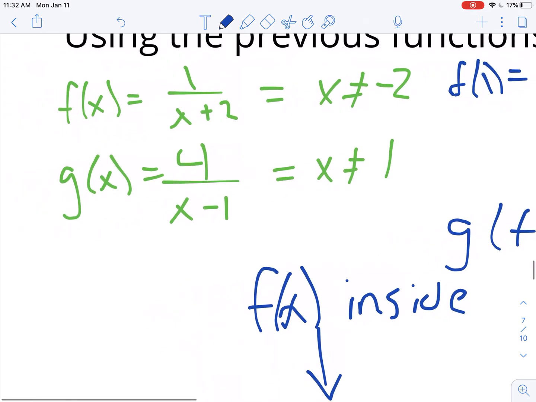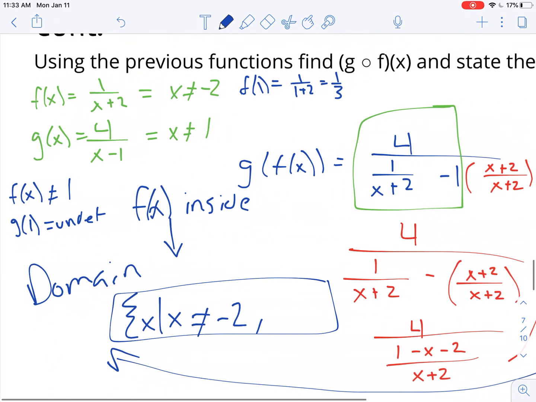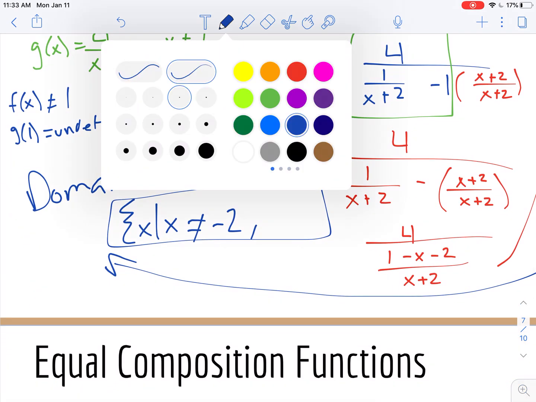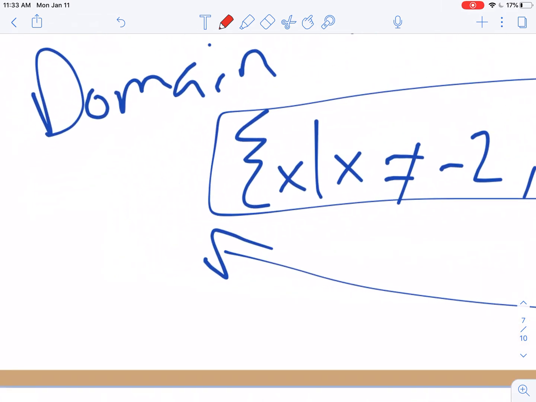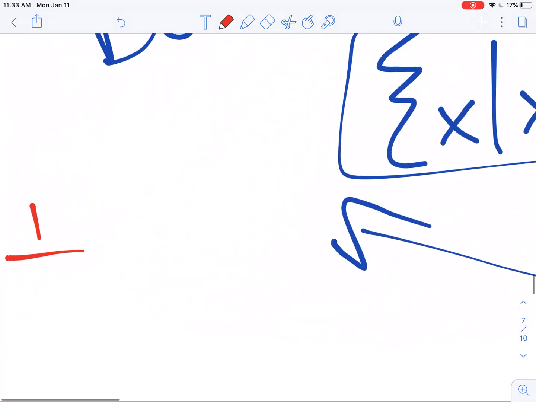What I can't do is plug something into my function f of x that gives me 1. F of x cannot be equal to 1, because if I plug something into my f of x that gives me 1, then I find g of 1. And g of 1 is undefined. So what I do is I figure out, okay, I'm going to set f of x, I'm going to say 1 over x plus 2 is equal to 1.